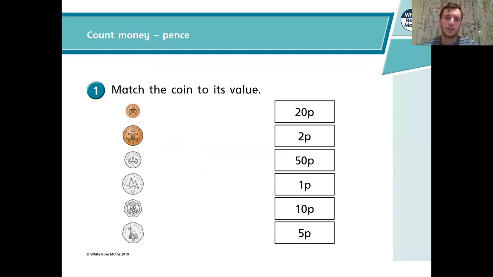Question 1, match the coin to its value. I would ask you to pause the video here and we'll go through the answer in just a moment if you want to have a go at it.